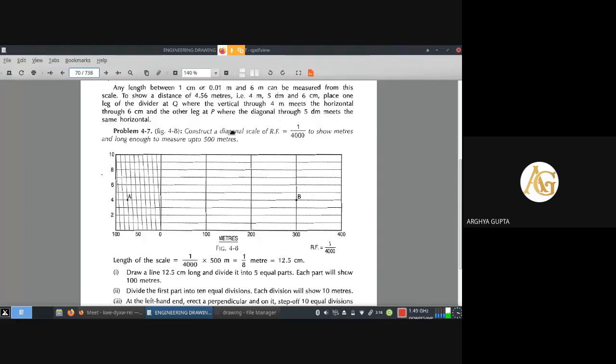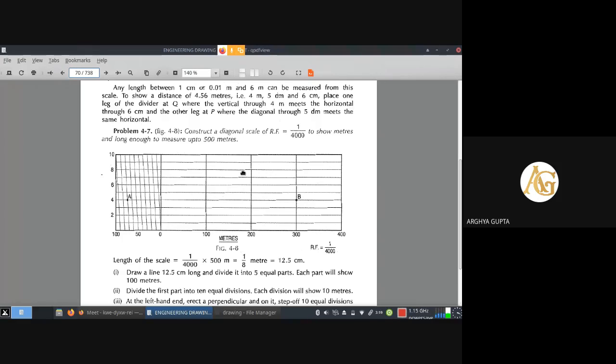So from that actual length, we have to find the drawing length of the scale, which is RF multiplied by the maximum length to be measured. So the drawing length of the scale is coming out as 12.5 centimeter. Up to this part, the construction of the scale has remained the same. Now we have to draw a 12.5 centimeter line, like in our previous case. Now as our maximum distance is 500 meter, we have to divide that line to make 100 meter.